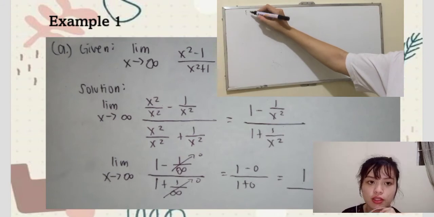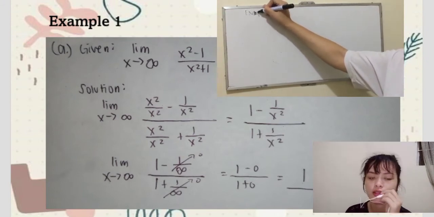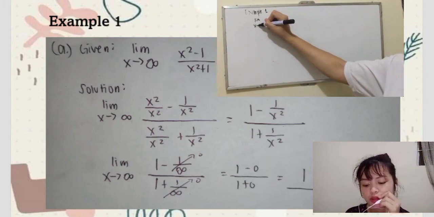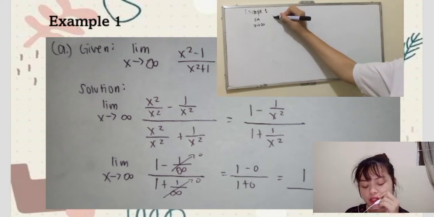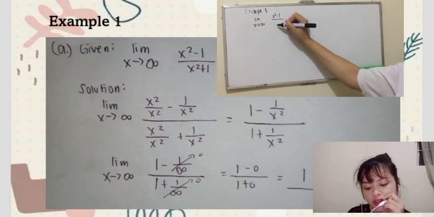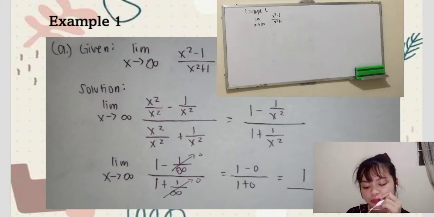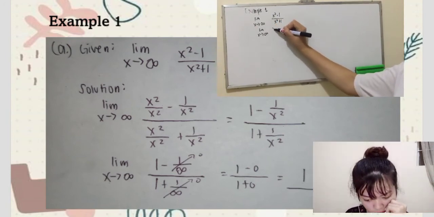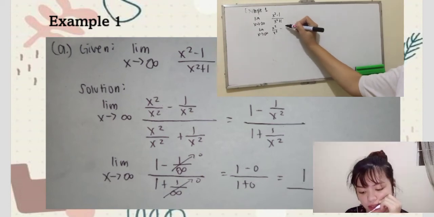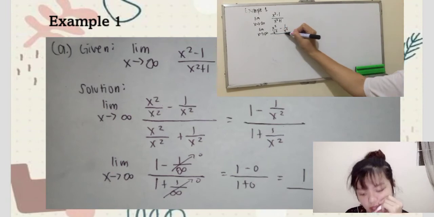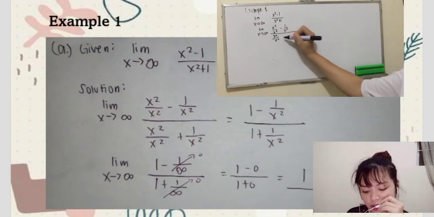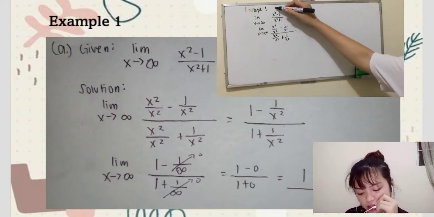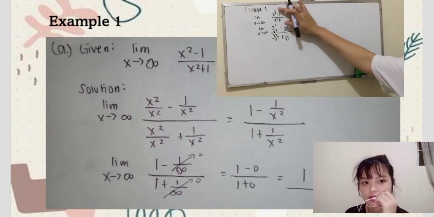Okay, so this is example number 1 of our limit at infinity. Let's say the given is the limit as x approaches infinity of (x squared minus 1) over (x squared plus 1). Always remember that we divide everything by the highest exponent, so that's x squared. So x squared over x squared minus 1 over x squared, over x squared over x squared plus 1 over x squared. That's why we divide by it, because it has the highest exponent.